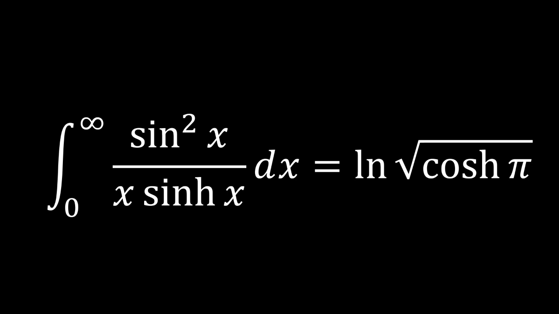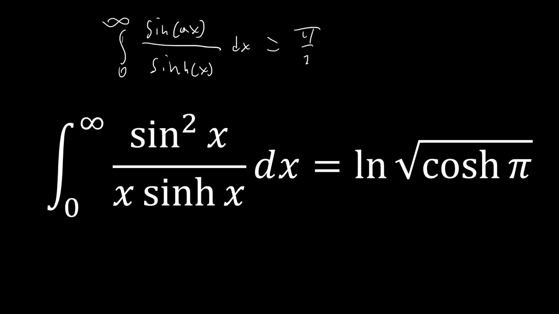First thing I want to note is that we will be using a result that I derived in a previous video, which is that the integral from 0 to infinity of sine of ax over sinh of x dx is equal to pi over 2 times hyperbolic tangent of a times pi over 2, sorry. So let's go ahead and evaluate the integral.